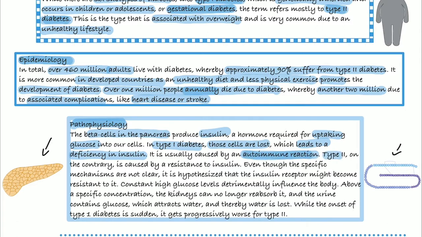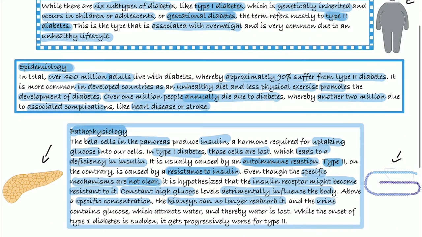Now, in type 2 diabetes, we have a resistance to insulin. So we have sufficient hormone, but the receptors do not react as they should. And this is astonishing, the specific mechanisms are still not clear, but it's hypothesized that the insulin receptor might become resistant. Now, constant high glucose levels detrimentally influence the body, and above a specific concentration, the kidneys can no longer reabsorb it. And the urine contains glucose. This glucose then attracts water and thereby the patients lose water. While the onset of type 1 diabetes is sudden, it gets progressively worse for type 2.